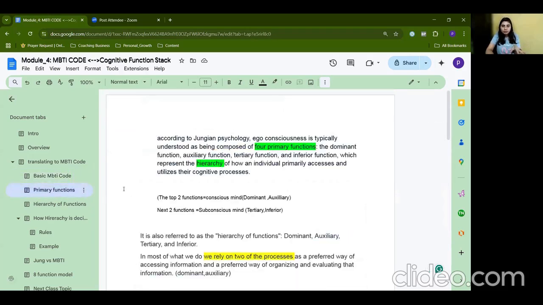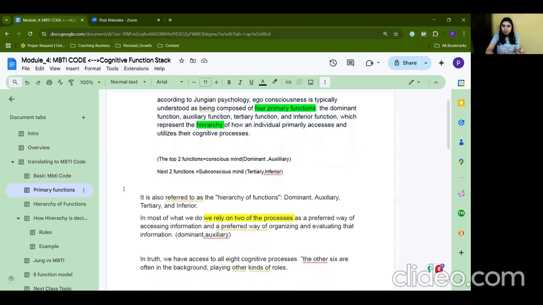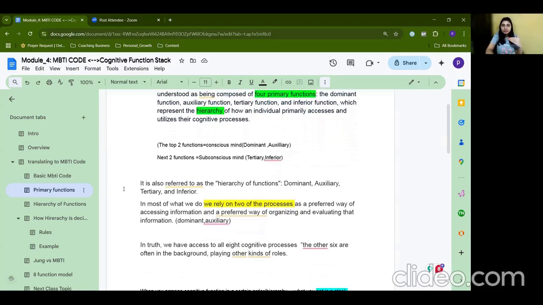Now we would also discuss something called primary function. According to Jungian psychology, ego consciousness, like we had discussed in the previous class, is that sense of I. So ego consciousness is typically understood as being composed of four primary functions. That's your dominant, auxiliary, tertiary, and inferior, which represent the hierarchy of how individuals primarily access and utilize their different cognitive processes. The top two functions are dominant and auxiliary, and the next two of the four are called tertiary and inferior, the third and the fourth function.